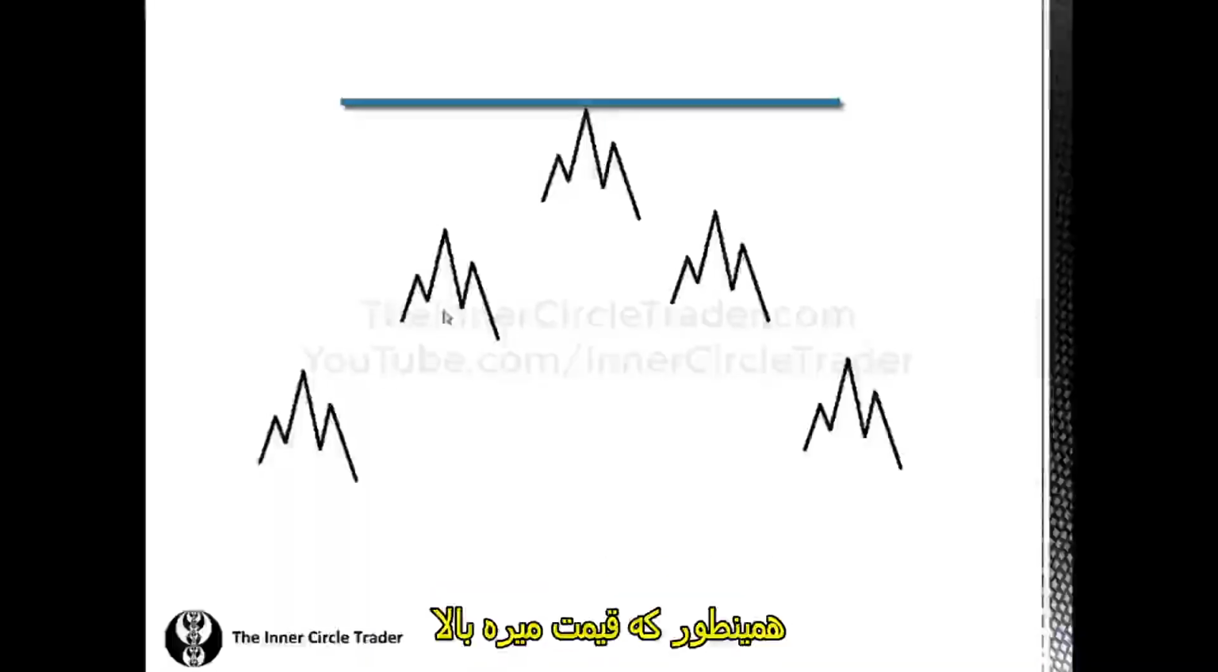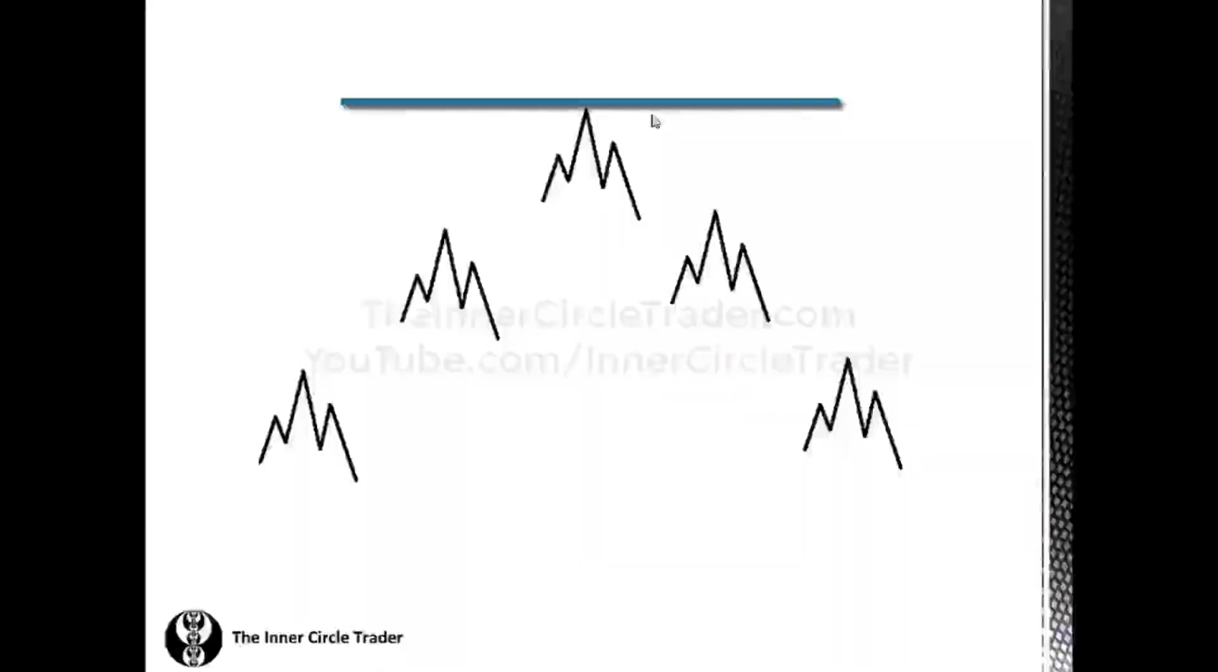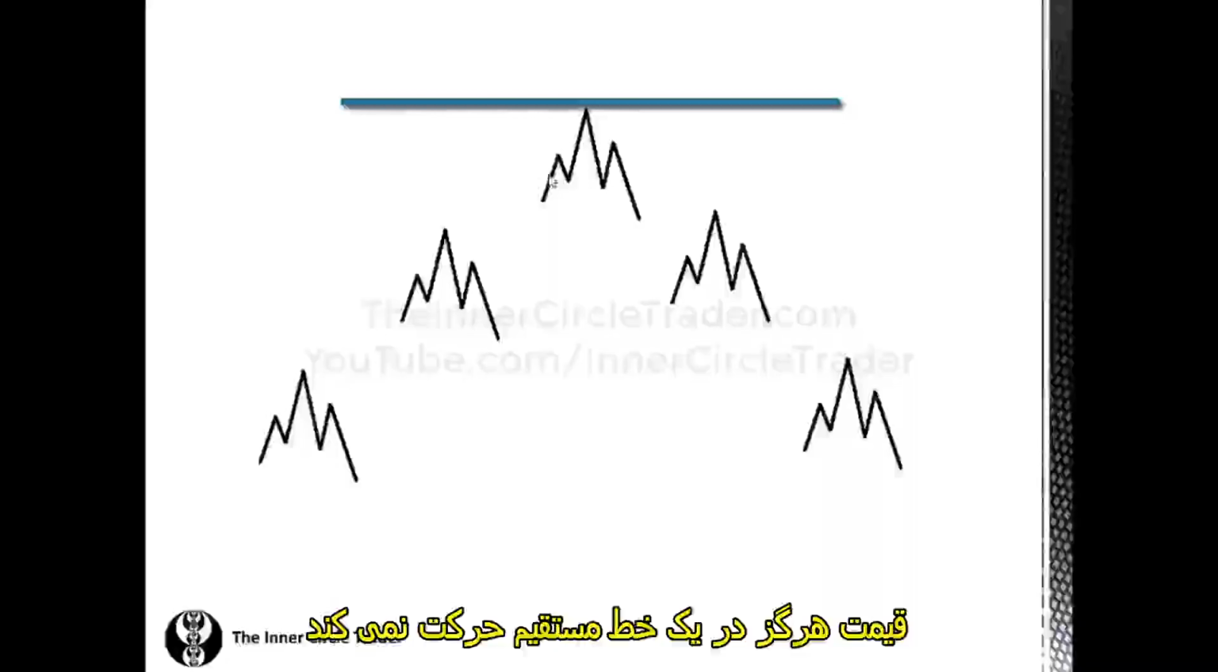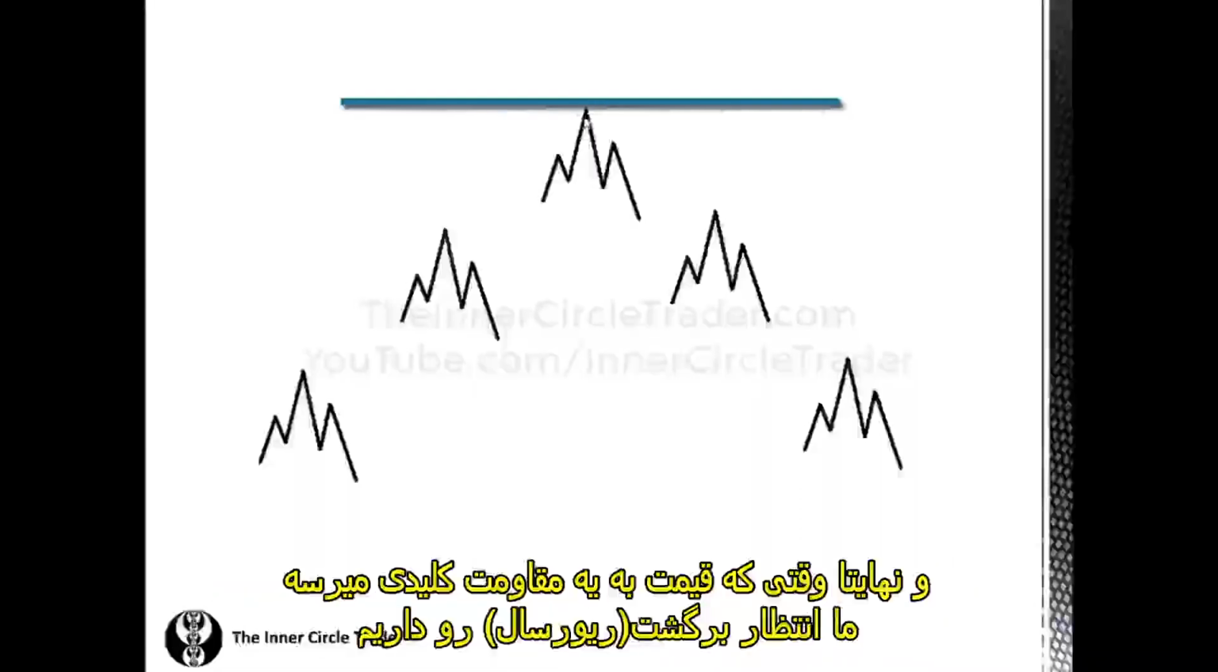As price rallies up into what we would perceive as a higher level key resistance level, price never moves in a straight line. So there's going to be a consolidation, a price move up, another consolidation, a price move up, and then as price makes it into this resistance level, we would be anticipating a reversal.